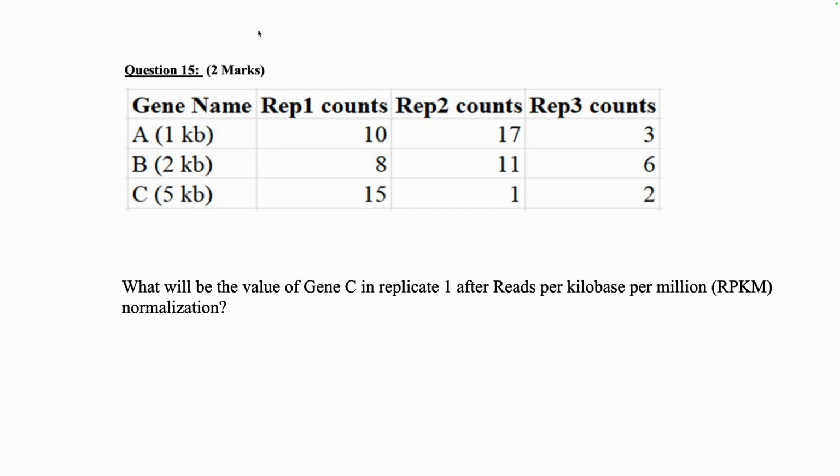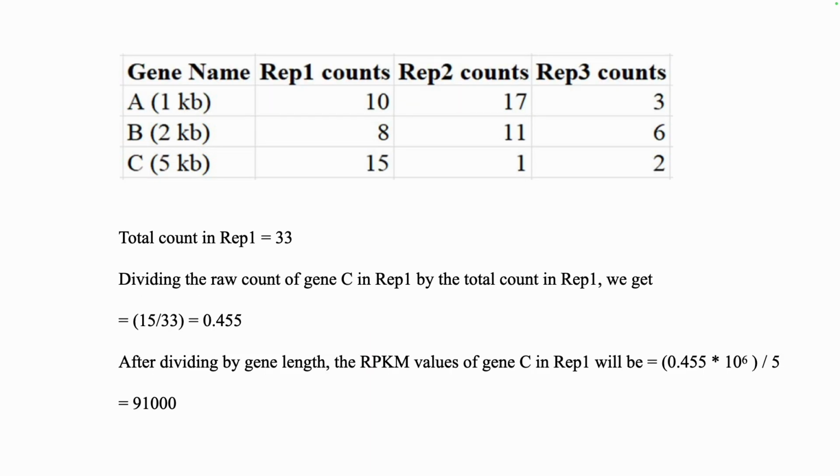Let's look at how we can calculate the RPKM value. First, we add all the values for a particular replicate. We need to calculate for replicate 1, so we'll add up all the read counts for each gene. After adding all the read counts, we get 33 for replicate 1. We need to calculate the RPKM value for gene C for replicate 1.